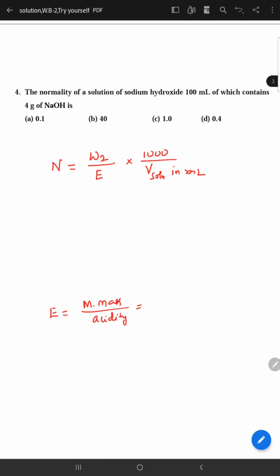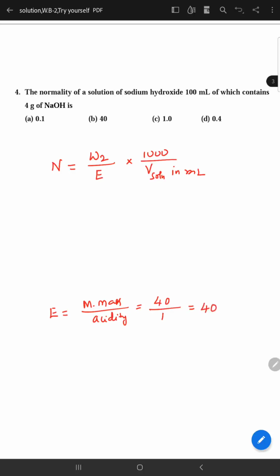So what is the molecular mass of NaOH? If you calculate, the molecular mass of NaOH will be 40. Acidity means how many OH minus ions, hydroxyl ions, are given by one molecule of NaOH. So NaOH gives 1 OH, that's why its acidity is 1. So the equivalent mass will be 40.